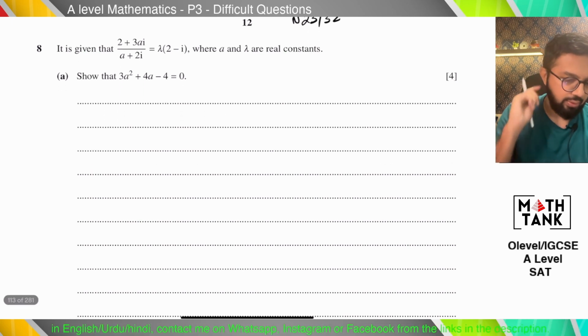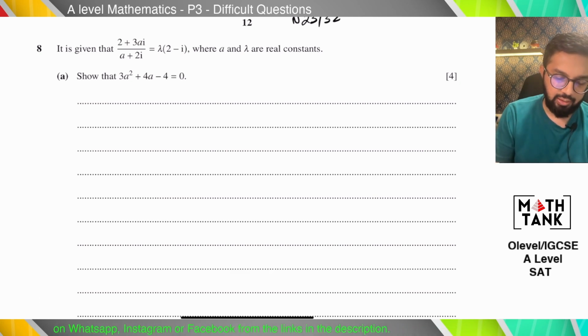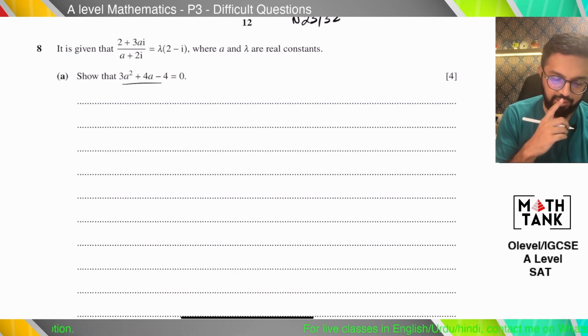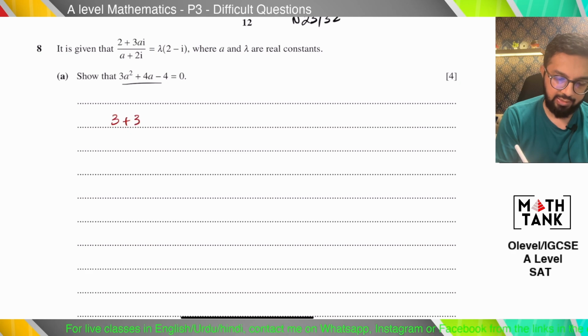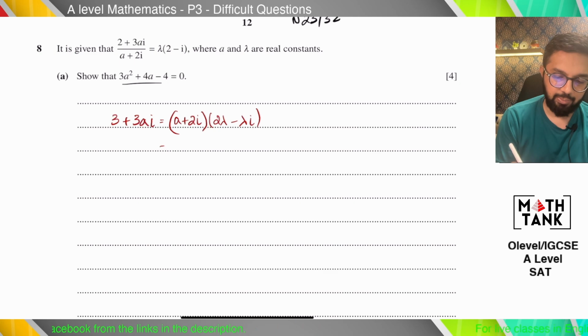It is given that (2 plus 3ai) times (a plus 2i) equals lambda times (2 minus i), where a and lambda are real constants. So I need to get rid of the i's. So basically what I'm going to do is multiply this a plus 2i on the other side and then do a comparison of real terms with real terms and imaginary terms with imaginary terms.